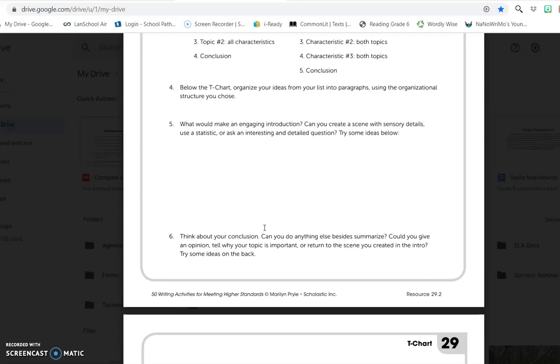And then for step 6, it's asking you again to just try some of those ideas. So yeah, you can summarize it, but also they're just walking you through other ways that you could close your essay out as well. And it's asking you to try some on the back of this paper. You'd flip it over, but within your Google Classroom document, there should be space for you to work out those ideas as well.